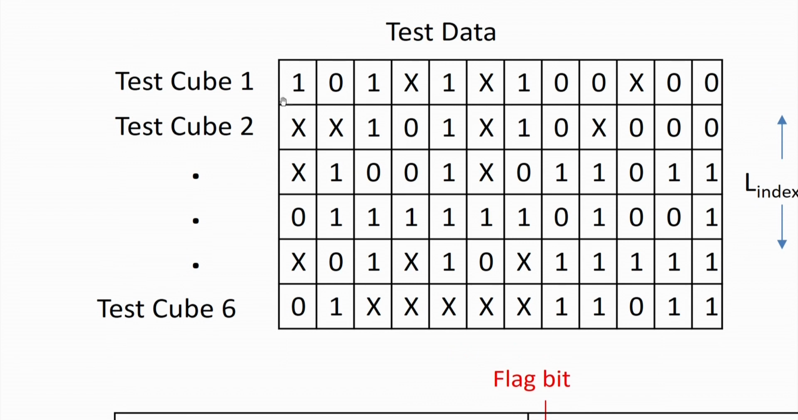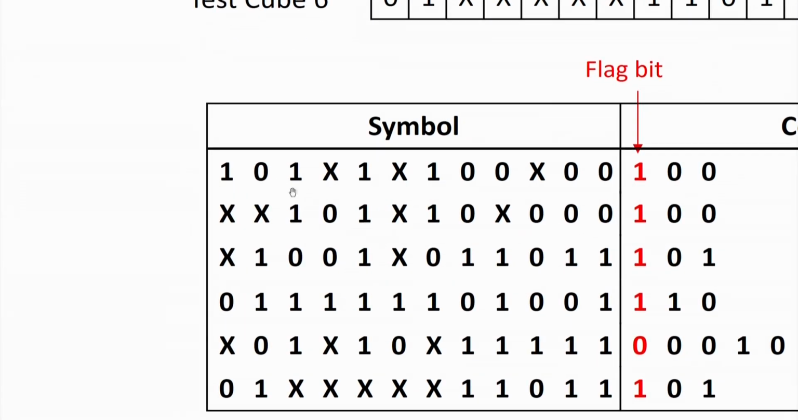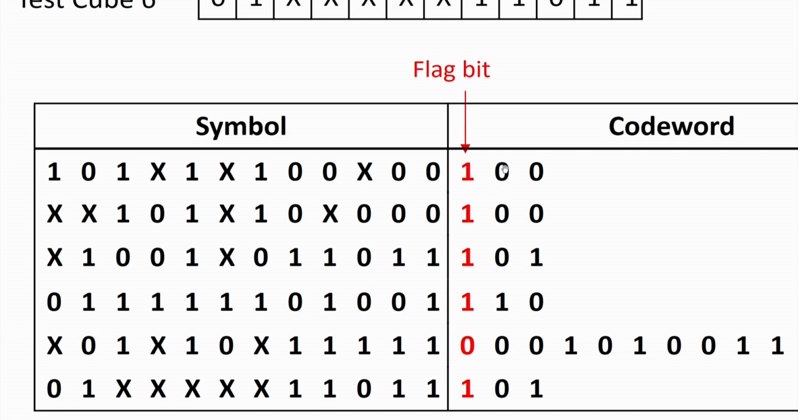Very easily you can observe that test cube 1 and test cube 2 are compatible. You can see these are the two compatible vectors. I make them compatible, and then I give the code word 0, 0, 0, 0. That is the index to the dictionary, and the flag bit is 1. That means they are compressed and available in the dictionary.